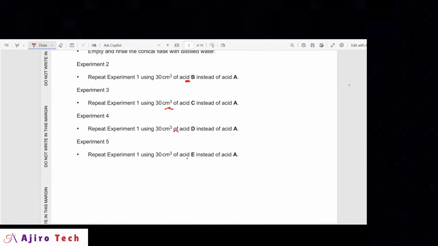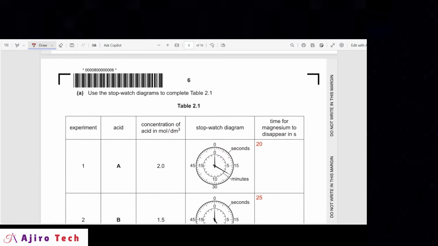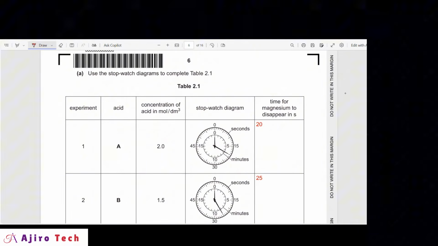All right, so let's go to the table. We have a table here to complete the time for magnesium to disappear, in seconds. We have the concentration already there, so we have to use the stopwatch diagram to measure the time.